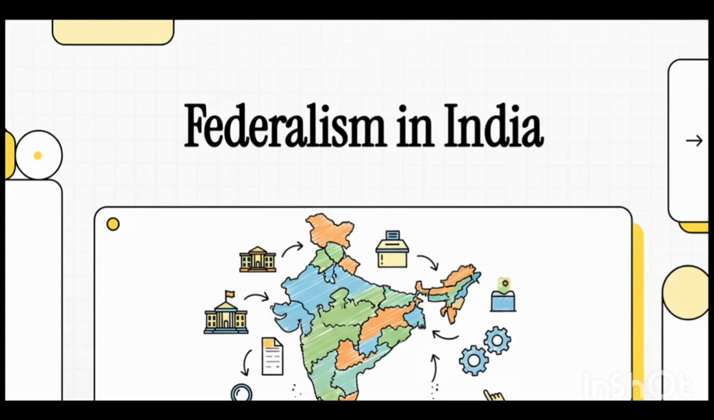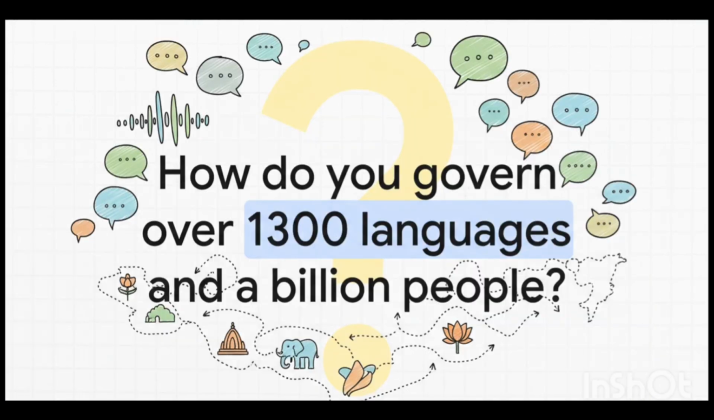So, let's start with a monumental question, really. How on earth do you govern a country as incredibly vast and diverse as India? Just try to wrap your head around this for a second. The 2011 census in India found that people identified over 1,300 distinct languages as their mother tongue.